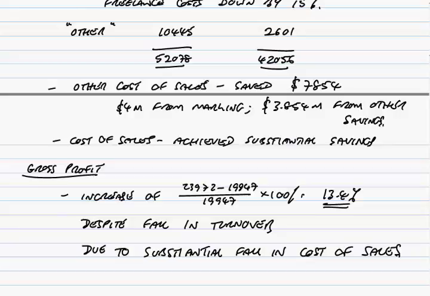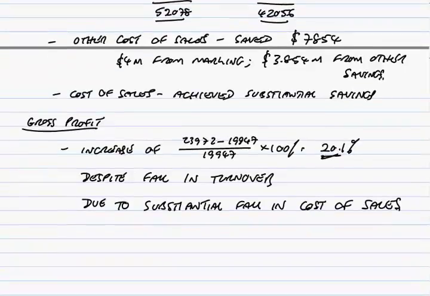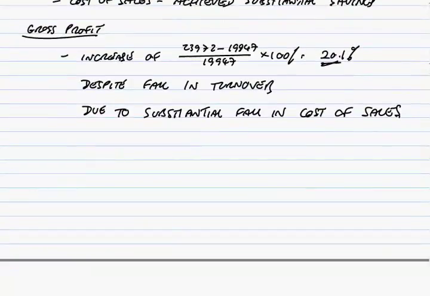I'm just checking my arithmetic a minute. The increase, 23,972 minus 19,947 as a percentage of 19,947. I am sorry. It's actually an increase of 20.1%. The comment stays the same. We have done extremely well. Next one.